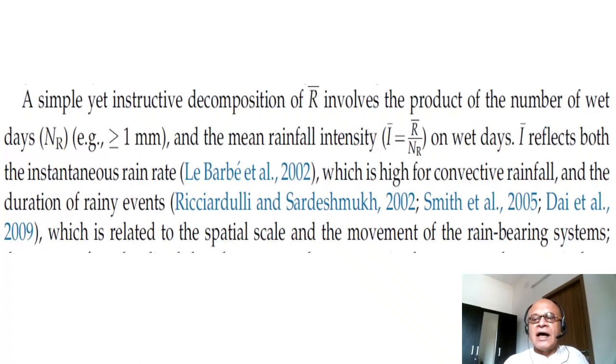Very simple, right? I bar reflects both the instantaneous rain rate, which is high for convective rainfall, and the duration of rainy events. So how long they lasted. There are differences between land and ocean, for example, which is related to spatial scale and the movement of the rain-bearing systems. So you can either have rain that is convecting locally and pouring for hours, or you have a storm that's passing by, right? So on average, the duration of rainfall, I think, is about 4 point some hours on land and 6.5 hours or so on the ocean.